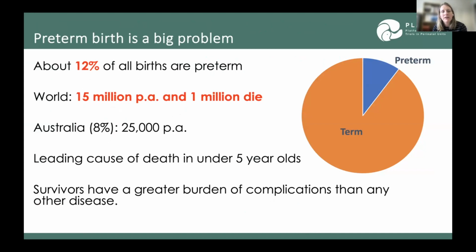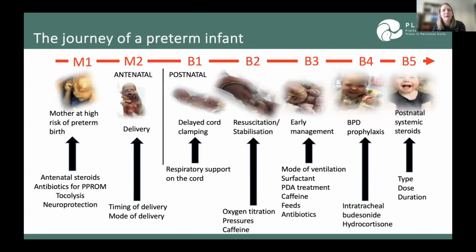In Australia, there are 25,000 preterm babies born every year. And it's the leading cause of death in children under the age of 5. And survivors of preterm birth have a greater burden of complications than with any other disease, worse than cancer, heart attack, stroke. The burden of disease after being born preterm is really very important, and we need to be doing better. We can't reduce the rates, but can we improve the outcomes?